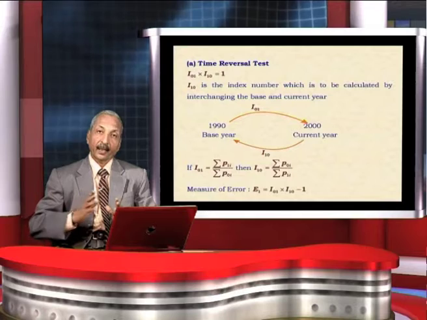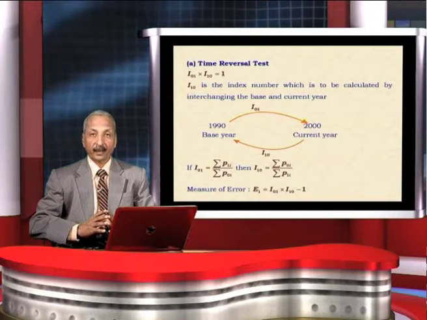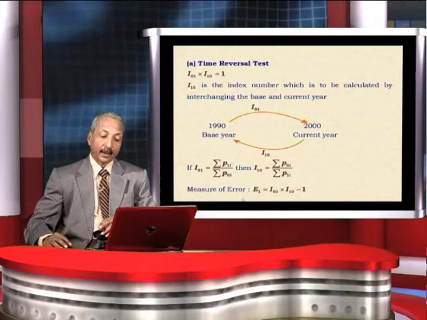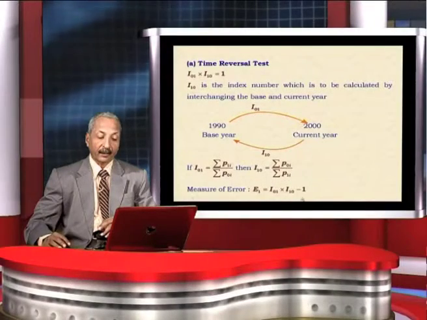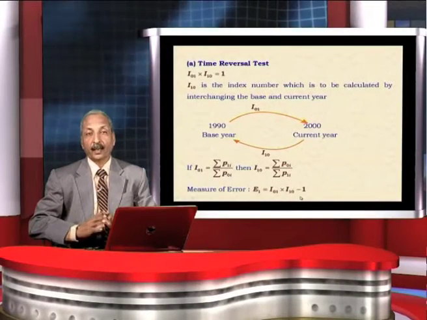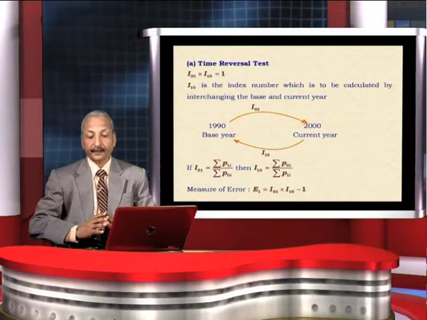Or if an index number does not satisfy this criteria, then it gives me the error, that is E1 equals I01 times I10 minus 1. So, this equation gives me the measure of error in that particular index number.